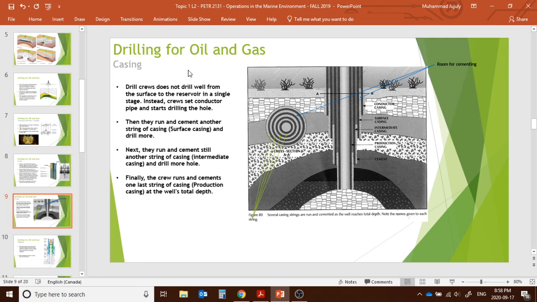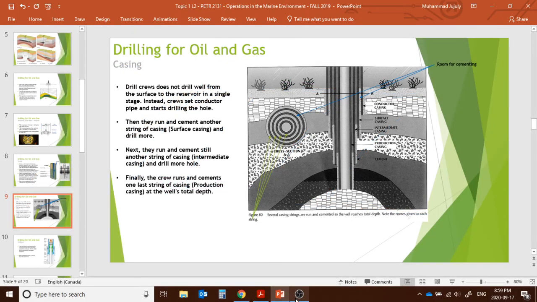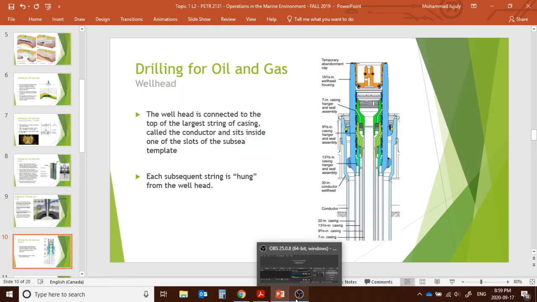When the casing is put in there, how is the casing and everything tied up? For instance, I gave an example in here. How is this casing attached to the ship? There is something by which the casing is attached to the ship. How is this attached? This is the thing here, as you can see, the wellhead.